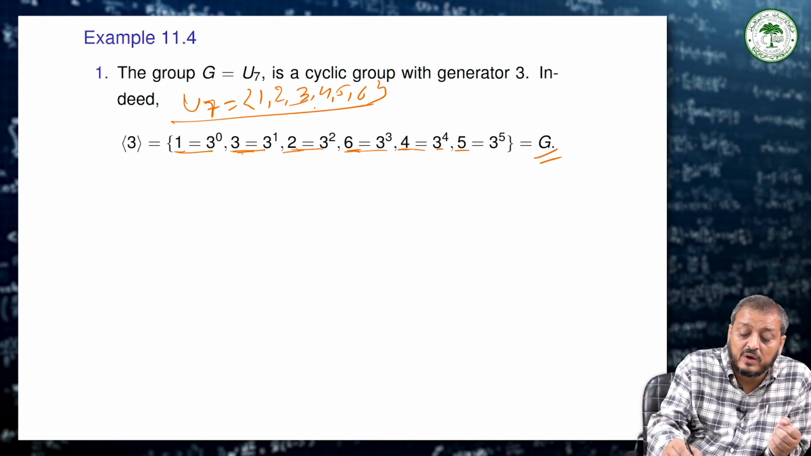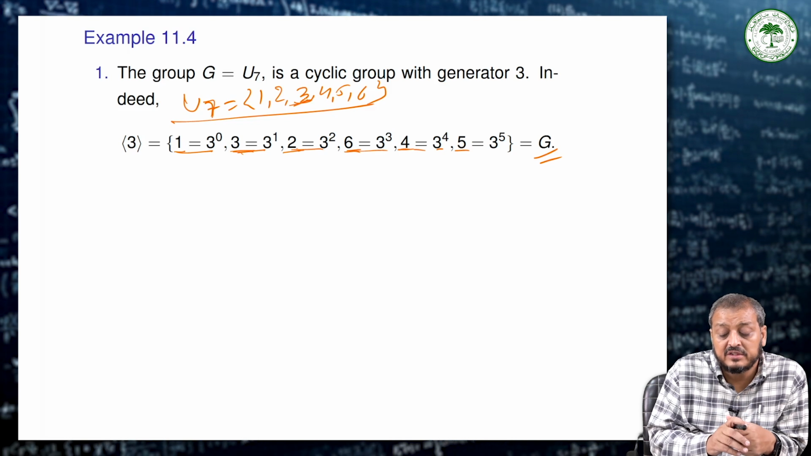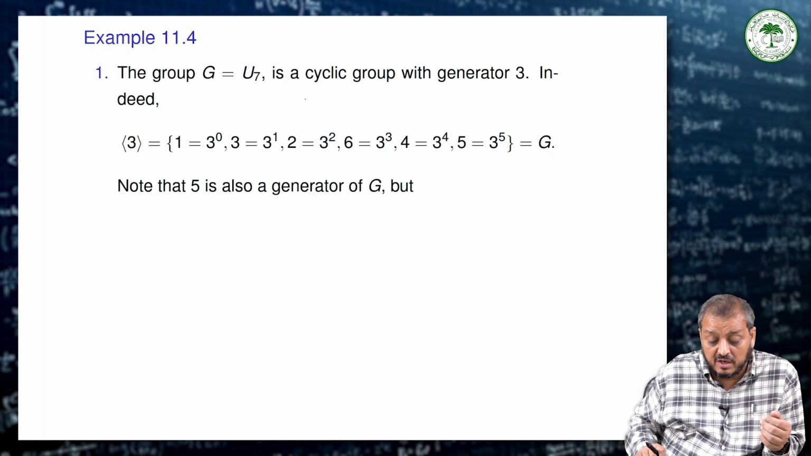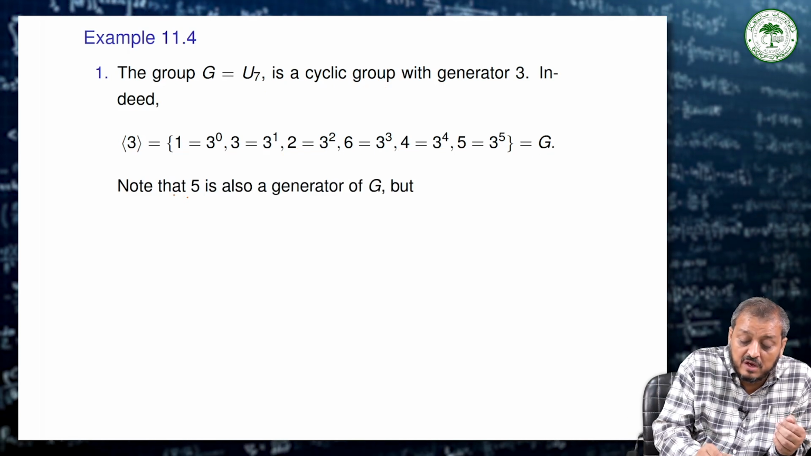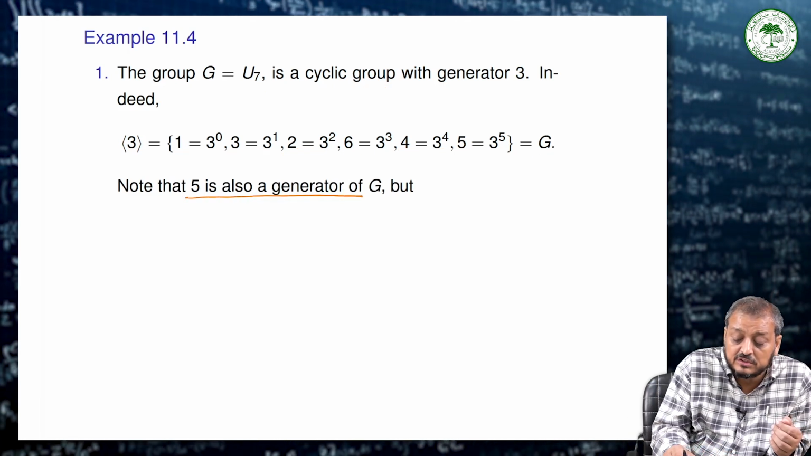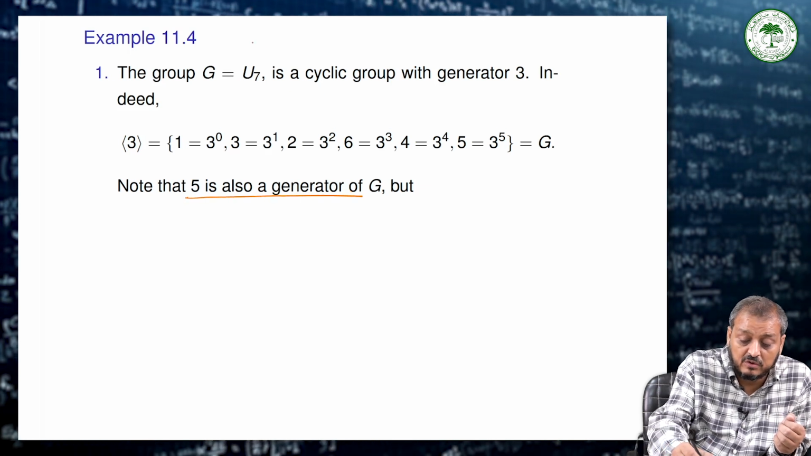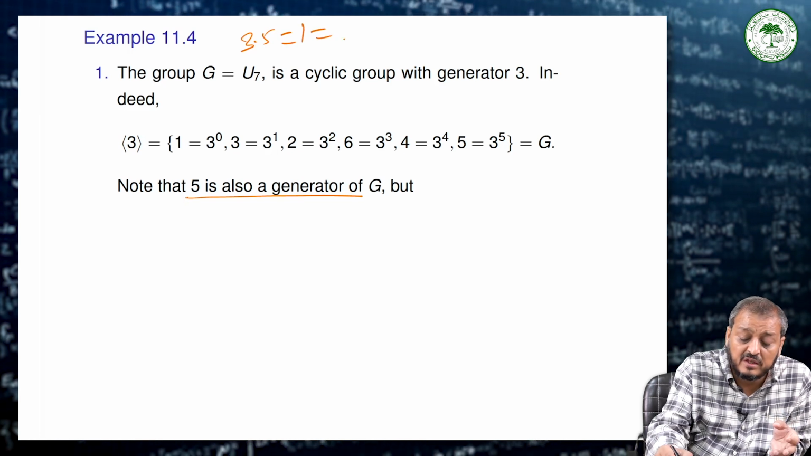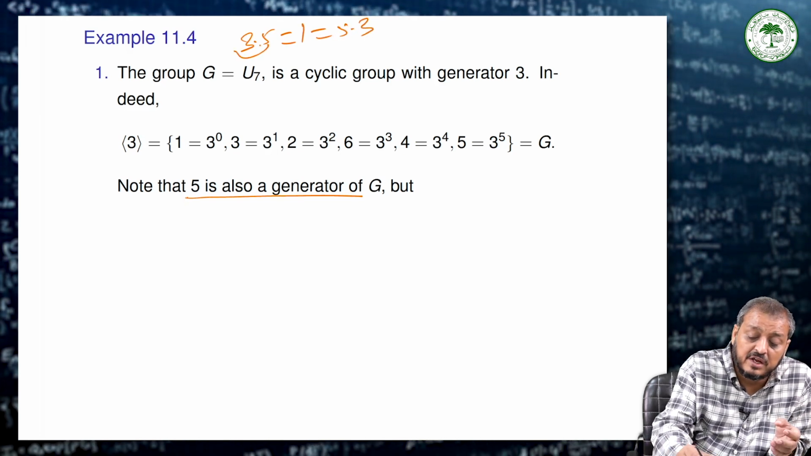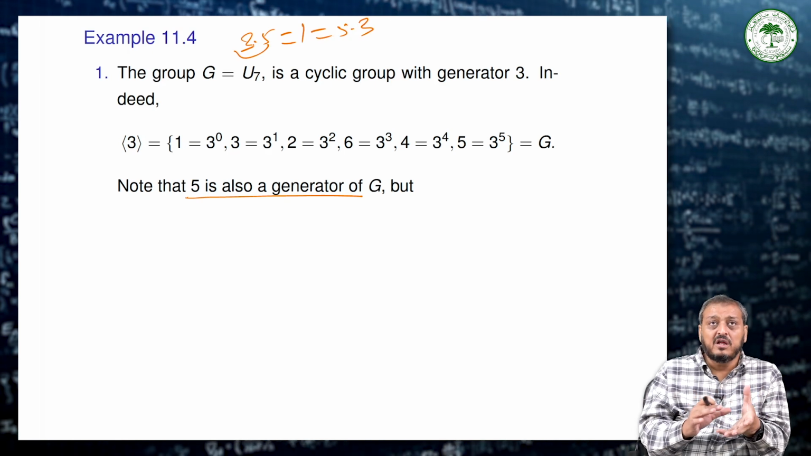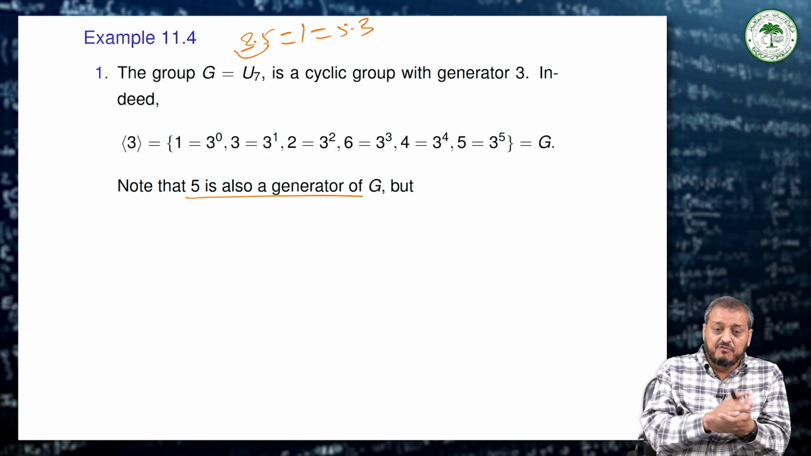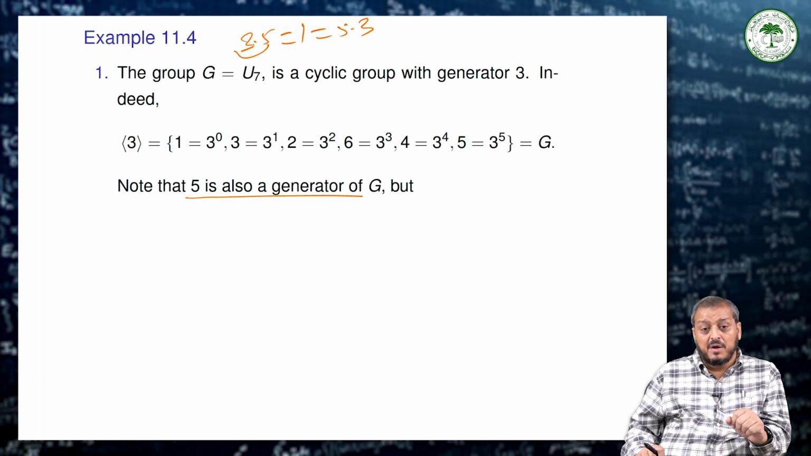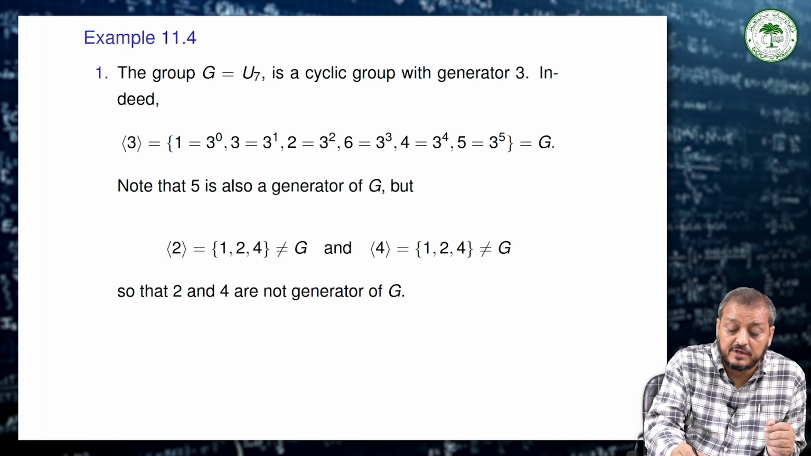Now we have to check the inverse of 3 in this group, which is also a generator. 5 is also a generator of G because 3 times 5 is equal to the identity, which is equal to 5 times 3. So 3 and 5 are inverses of each other. So if 3 is a generator, then 5 is also a generator. But 2 is not a generator.